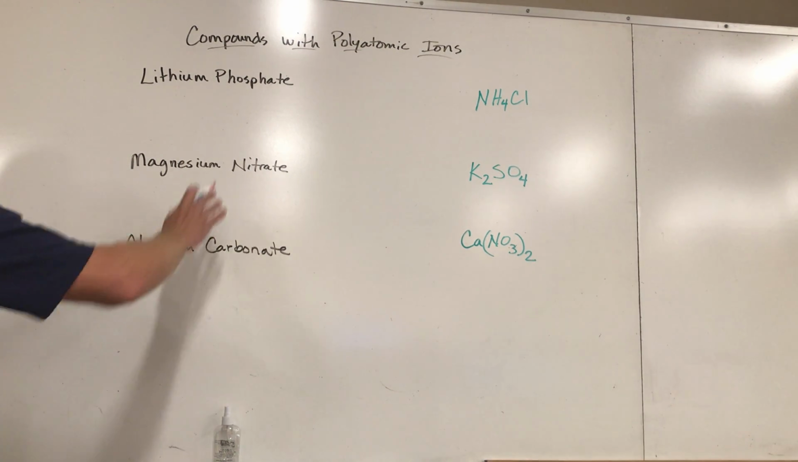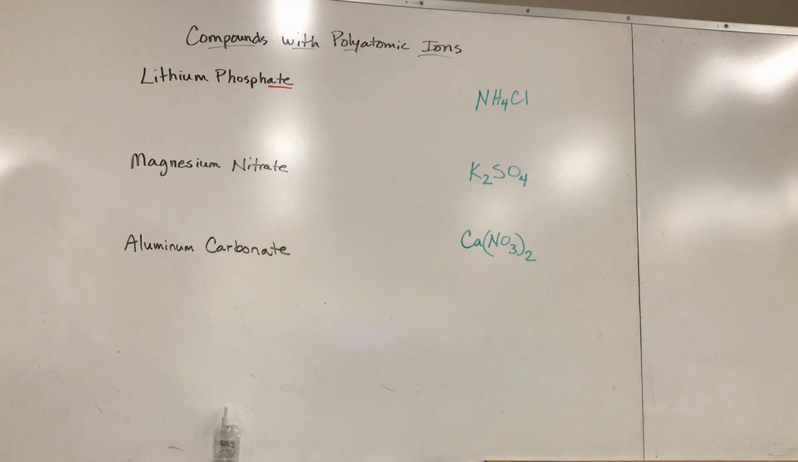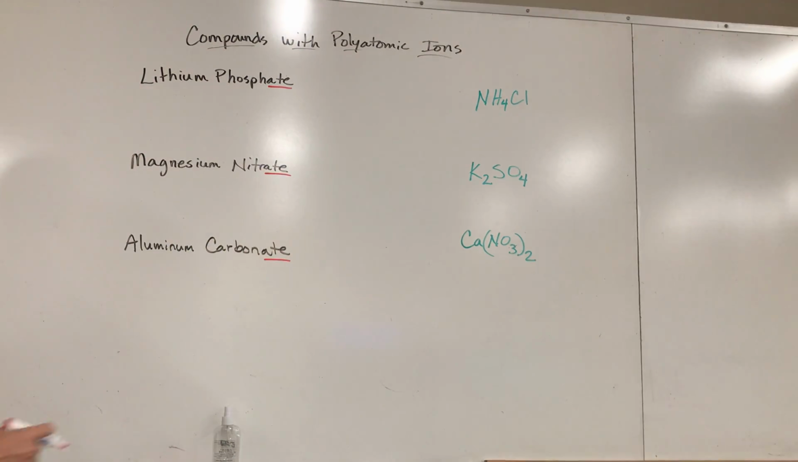On the back of your periodic table, you're going to notice things that end in ate or end in ite. That's not all of them, but it's the bulk of them. If you see that ending, ate or ite, you know that this is actually a combination of several atoms, and we just need to know what that combination is.